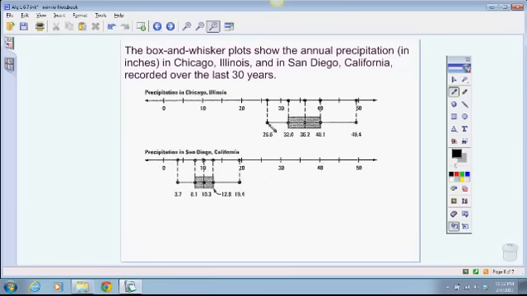Remember, we have our least data value, our greatest data value. We have our median of the data set, and then we have our first and third quartiles. The first quartile is the median of the lower half, and the third quartile is the median of the upper half. This represents 1/4 the data. This whisker represents 1/4 the data. The box represents half the data.